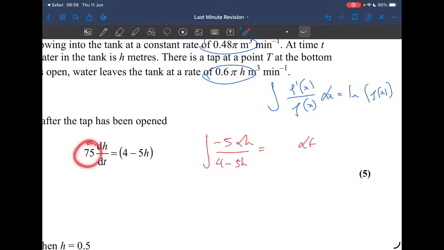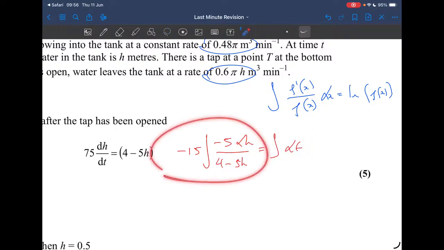I have a 75, so I can dismantle this. Part of it has made that. What have I got left over? Minus 15. And the right-hand side is just the dt. There's no t's at all. So by choosing where we put our bits, this is already done. It's already in this format.